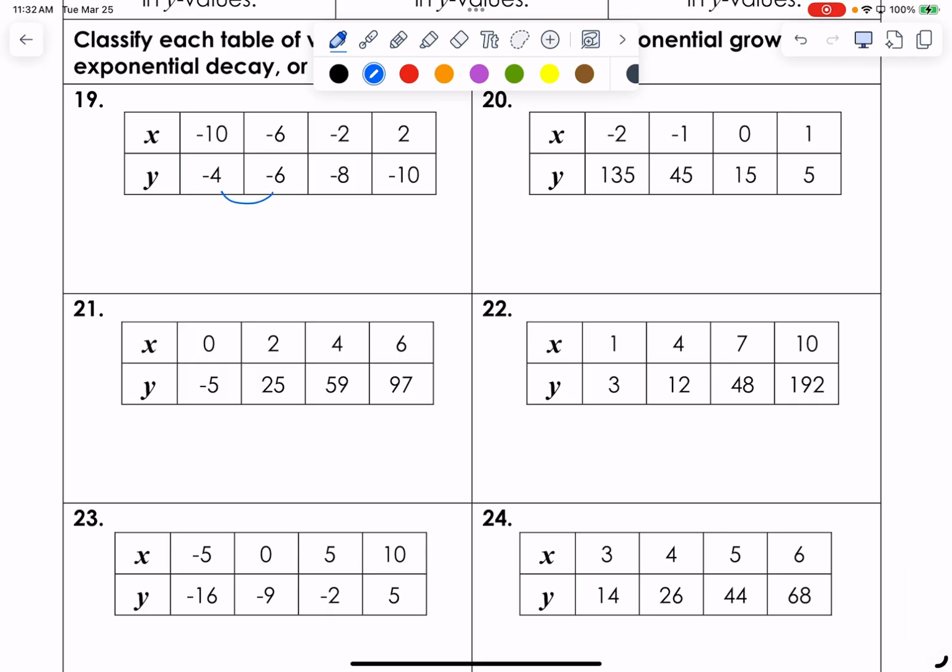Tell me, what does this one do? Is it going up by this? What is it doing? Linear. Is it going up or down? Down. Down by 2 every time. So when it goes up or down by the same amount every time, it's what? Linear. You see that? All right, next one.